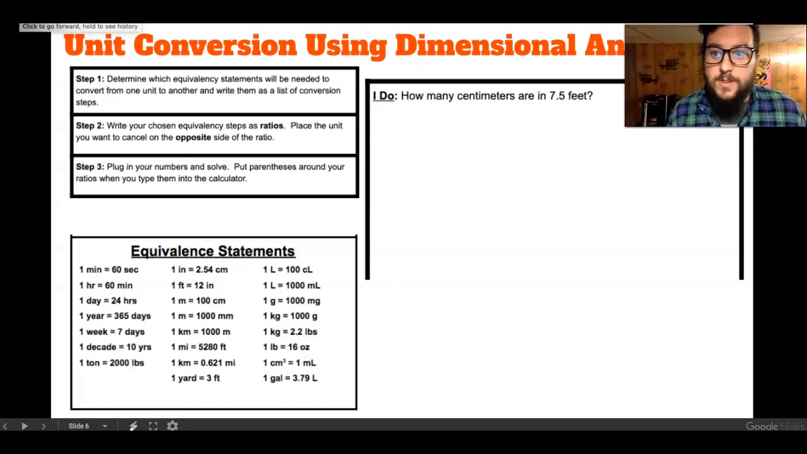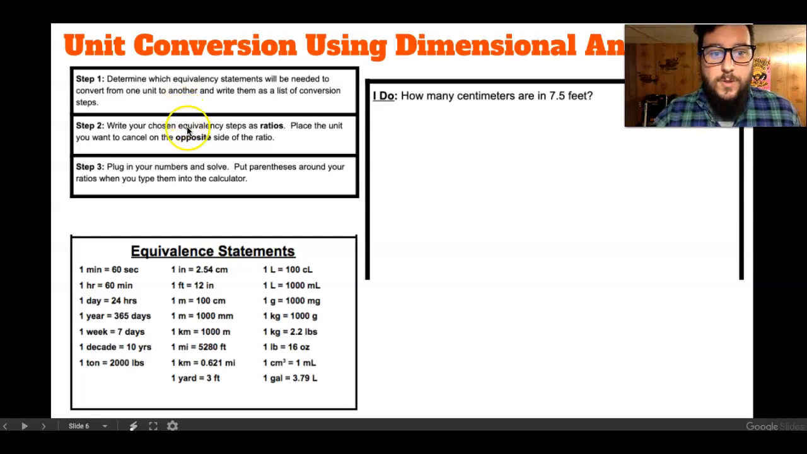I'm going to go over some I do examples. We're going to take those same two conversions that we started with earlier, the feet to centimeters and days to seconds, and we're going to work those all the way through to get a final answer. And so we're going to follow these steps. We already know the conversion steps we need to take and the equivalency statements that we're going to use.